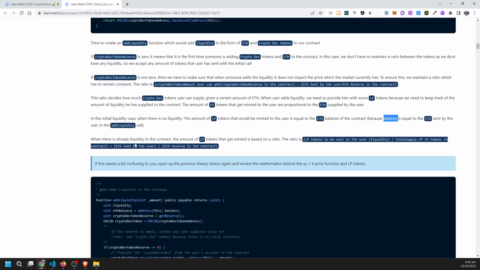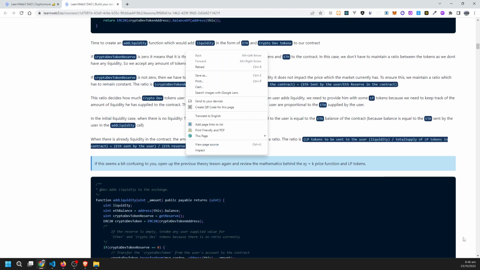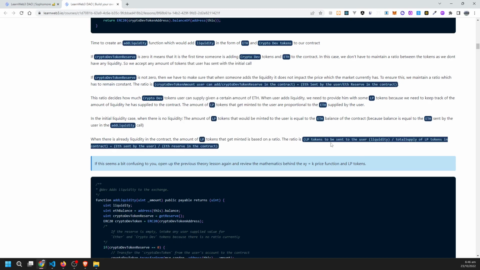When there is already liquidity in the contract, the amount of LP tokens that get minted is based on a ratio. The ratio is: LP tokens to be sent to the user (liquidity) divided by the total supply of LP tokens in the contract equals the Ethereum sent by the user divided by the Ethereum reserves in the contract.